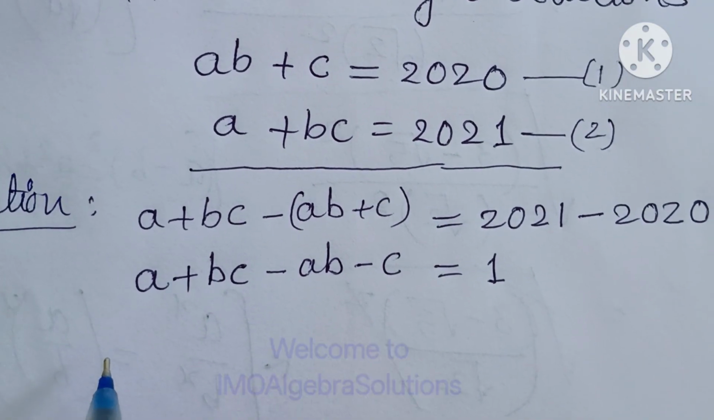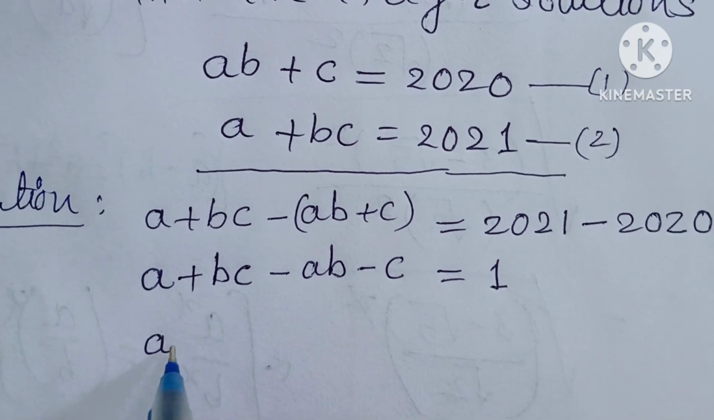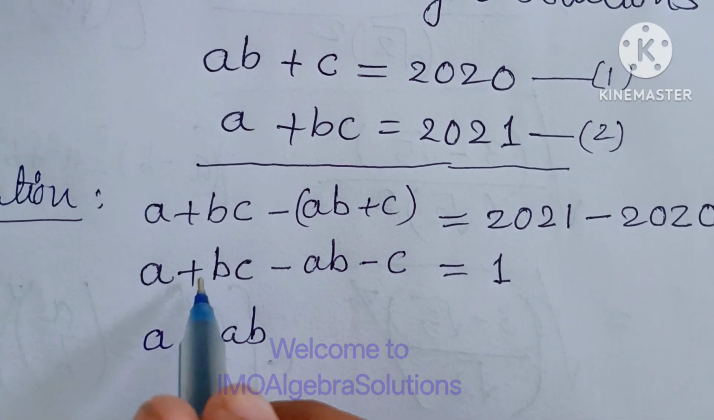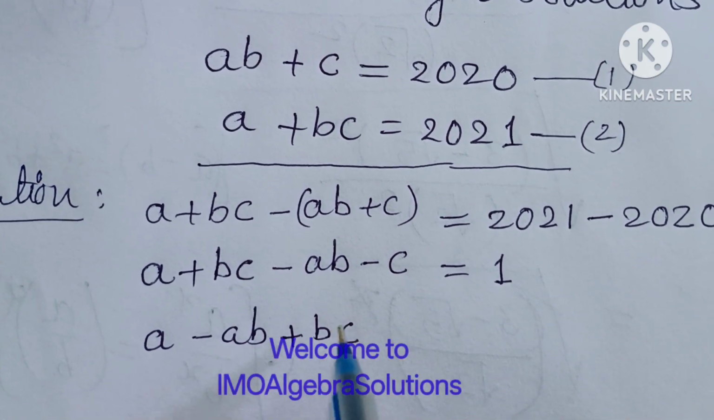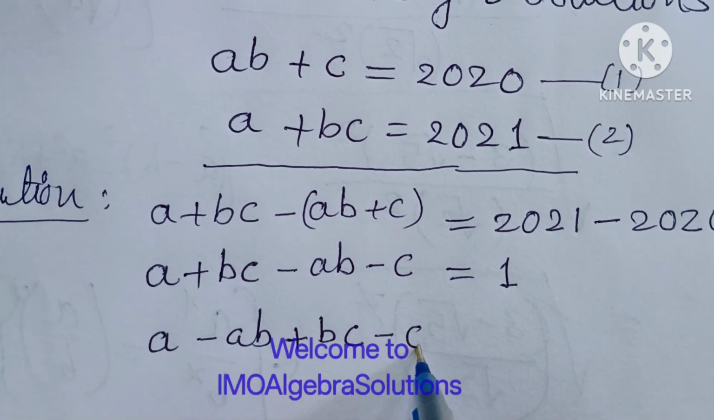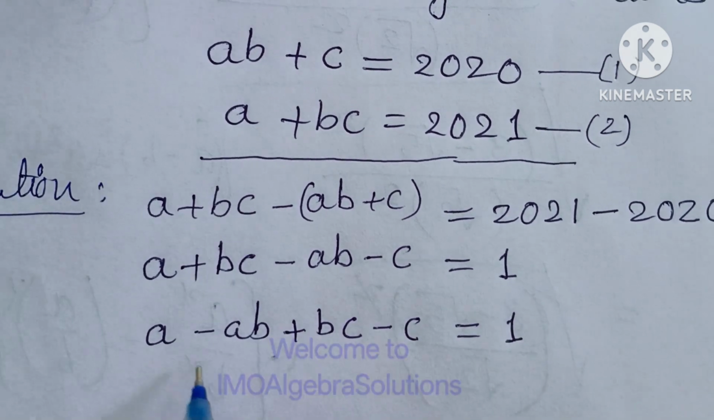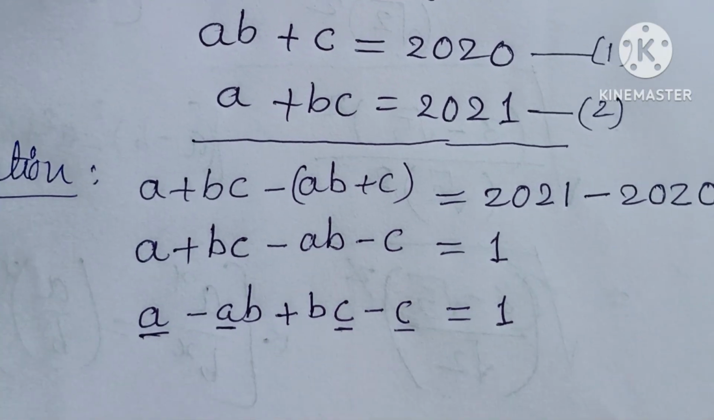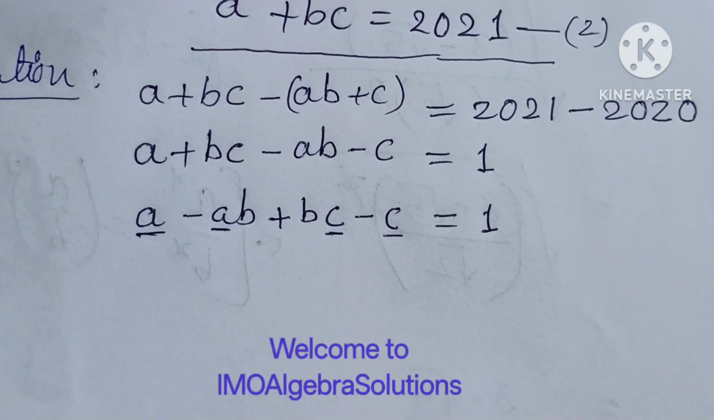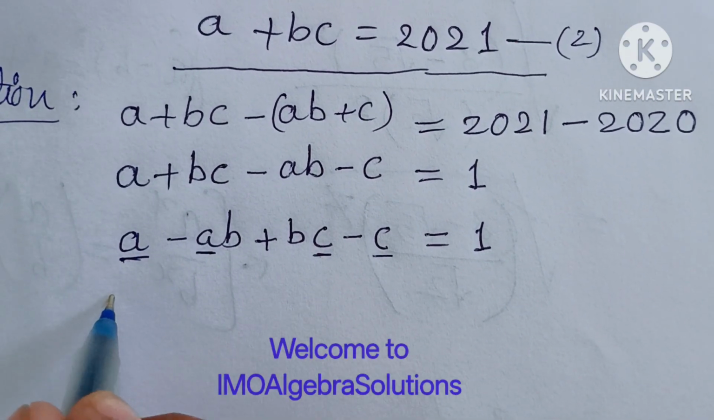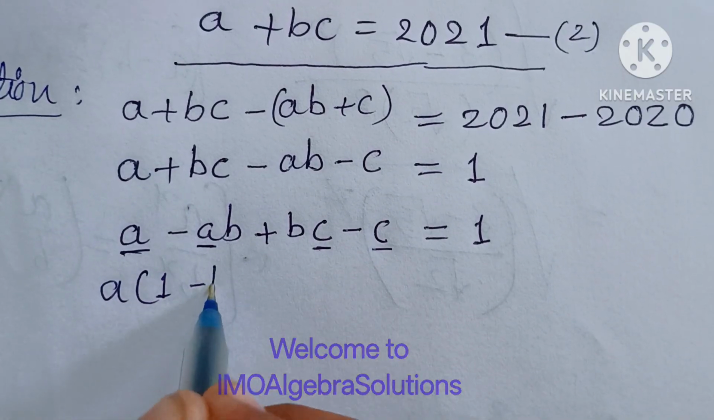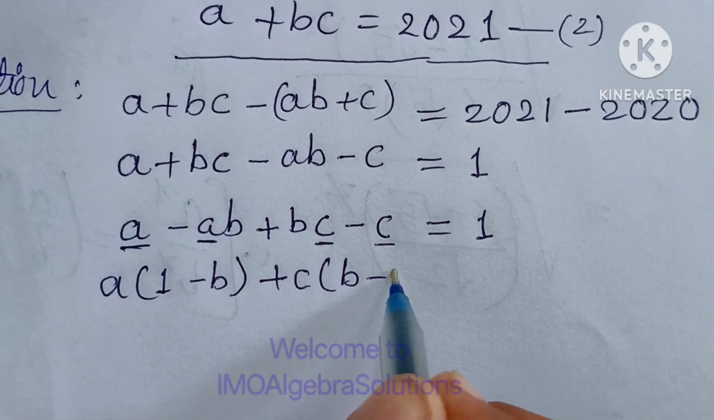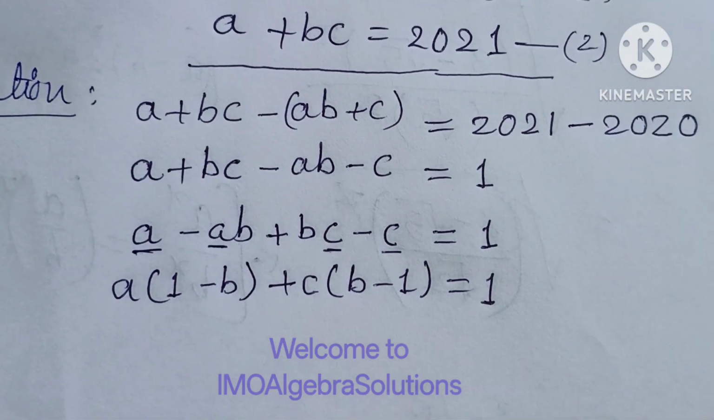Here we write now A minus AB. After A, write this term here, AB plus BC, then write here minus C equal to 1. Now see, take common from the first two terms A, and here take common C, so that A in bracket remains 1 minus B, plus here we take C common, here remains B minus 1, equal to 1.